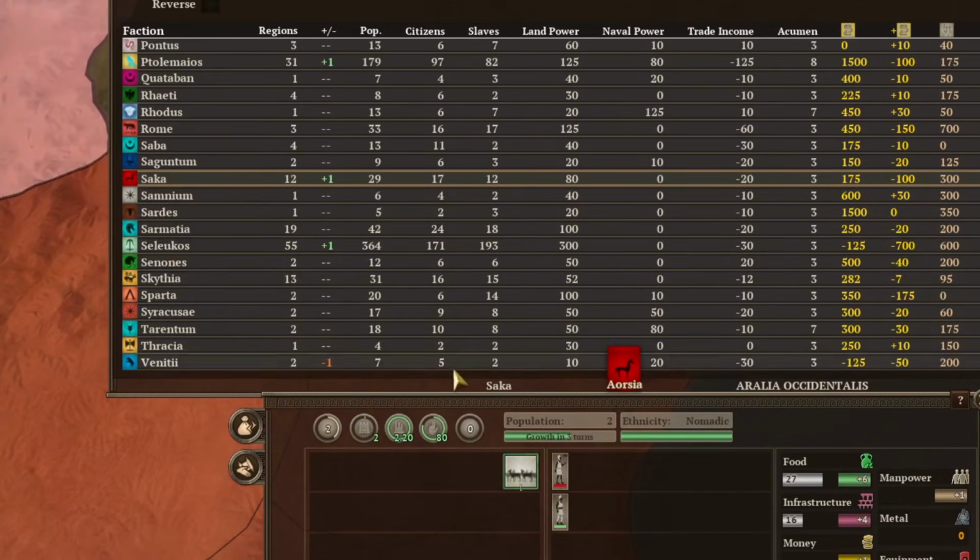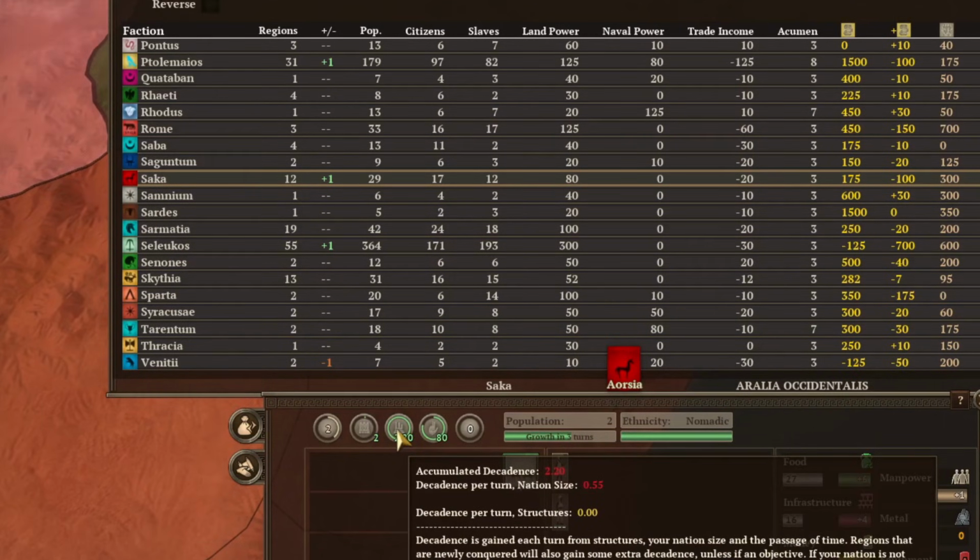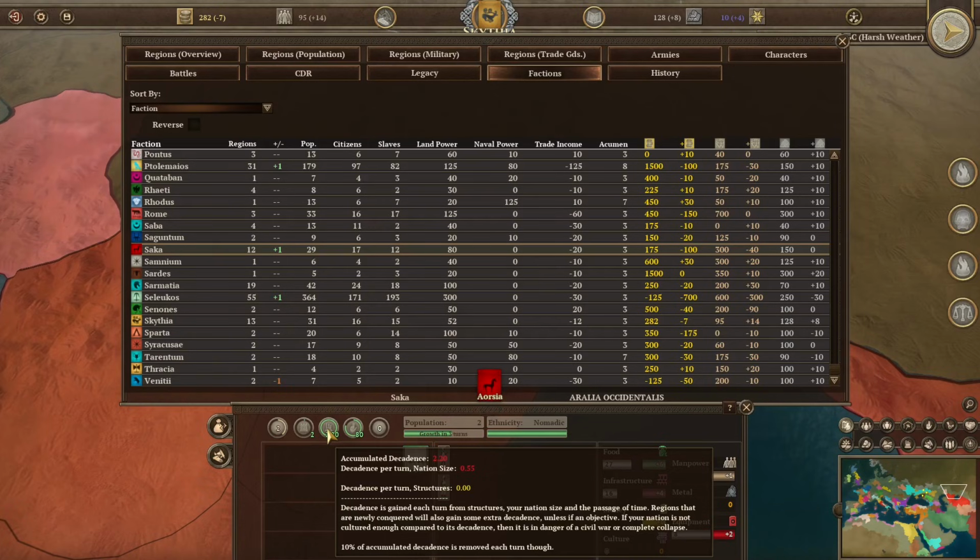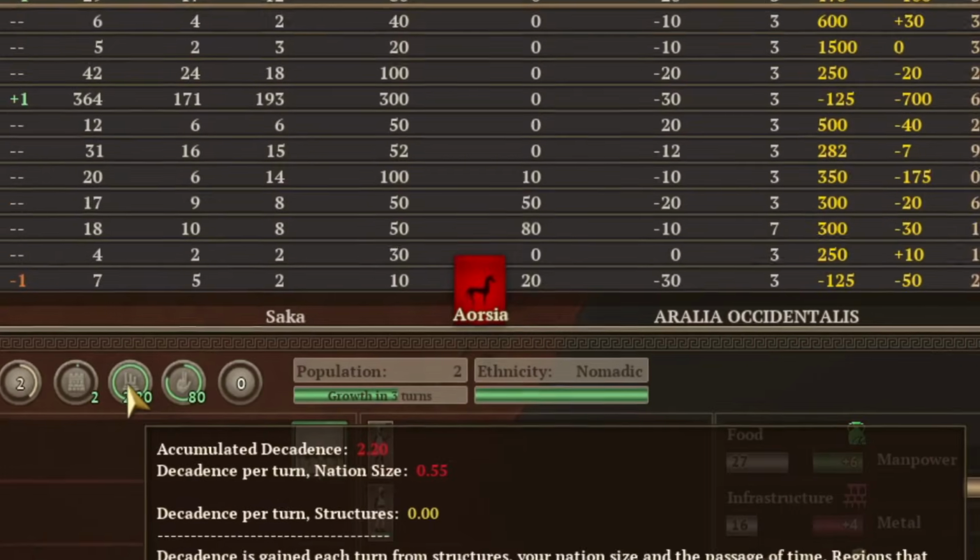And this region, if we click, there is no white flag. So it received the full amount of decadence from nation size. And the important element is that the maximum decadence that you can accumulate in this way is 10 times the nation size. So in this case, it's 5.5.